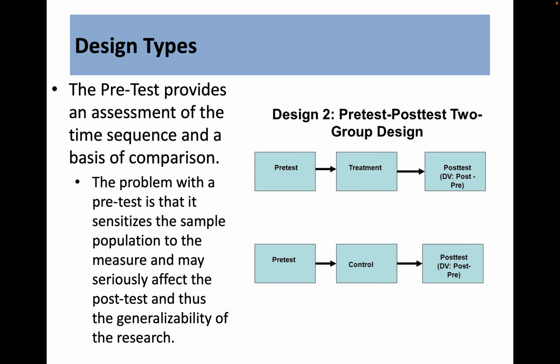So the pretest provides an assessment of the time sequence and the basis of comparison. The problem with the pretest is that it sensitizes the sample population to the measure and may seriously affect the post-test and thus the generalizability of the research. And that's what I'm trying to avoid, sensitizing my population as little as possible. That's one of the reasons why I'm going to wait until I get the first survey back before I send them the second survey, because it gives me less of a chance of sensitizing that individual to what I'm trying to do.